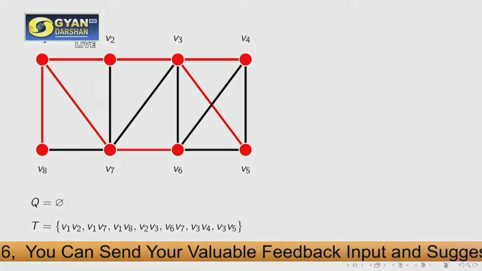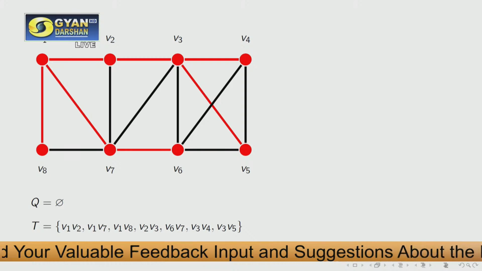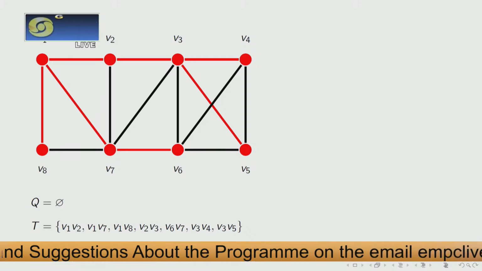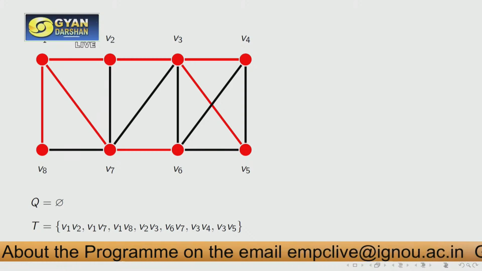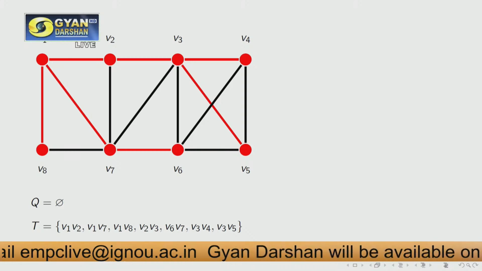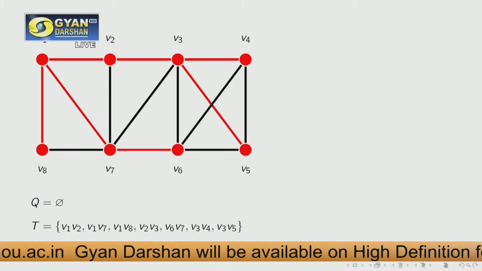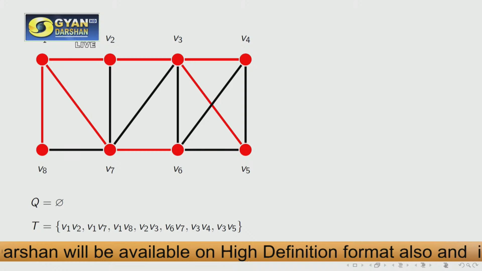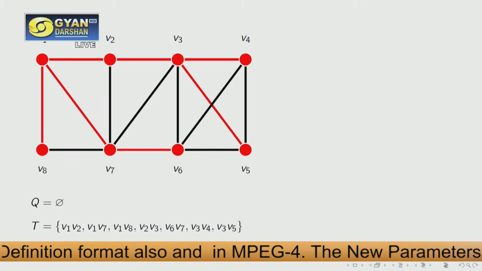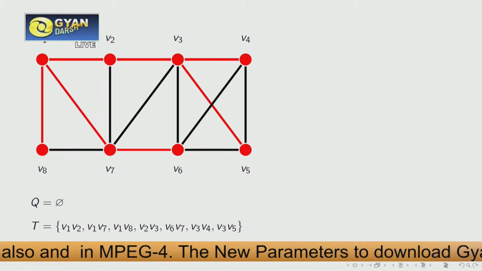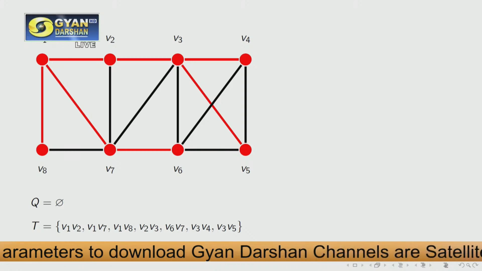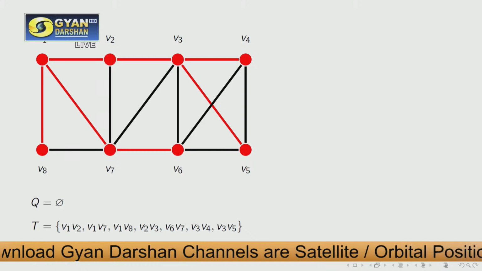The graph has 8 vertices, and any spanning tree must have exactly 7 edges, right? Because a tree on n vertices has n minus 1 edges. This is a fundamental property of trees. Here you can see that the tree has exactly 7 edges, but apart from this, what else do we need to verify? A tree is a connected graph, right? So you can see that the tree that we have got is actually connected.